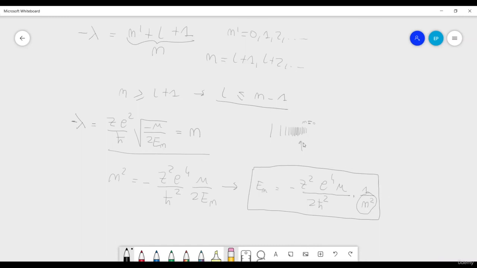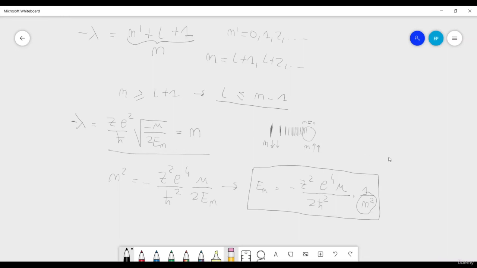Now here I'm just drawing some spectral lines, and this is just for the sake of visualization, in order to visualize the energy levels. So this is for example associated with a low value for n, whereas here we have very high values for n.